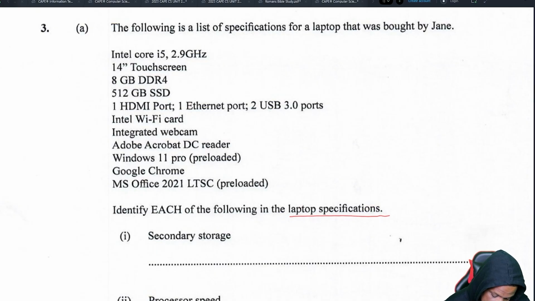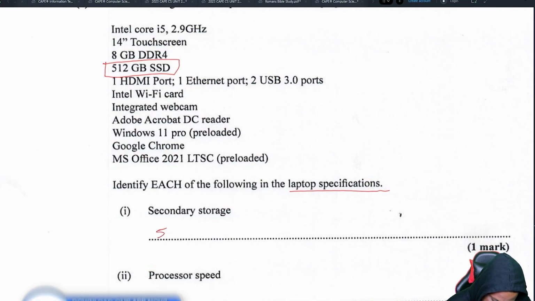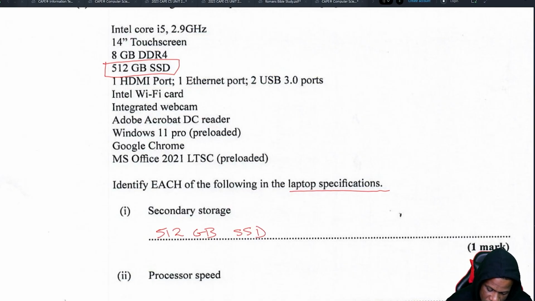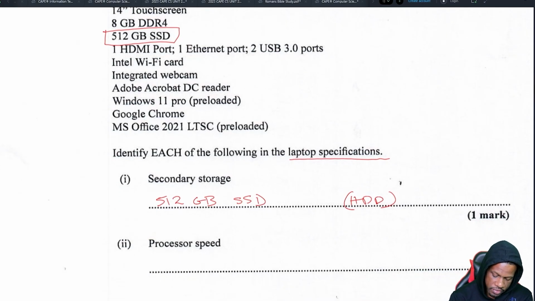We start off with secondary storage. Secondary storage will be storage that you use after the fact. So 512 gigabyte SSD, that's secondary. SSD stands for solid state drive. Sometimes you might see HDD, hard disk drive. Hard disk drive is mechanical because it spins. It has moving parts. SSDs don't spin. They have no moving parts. It's like a giant flash drive.